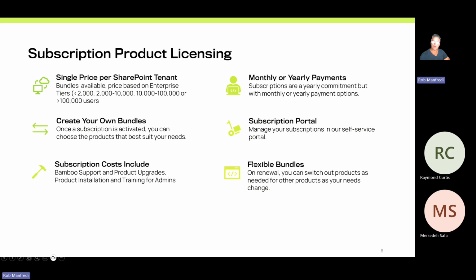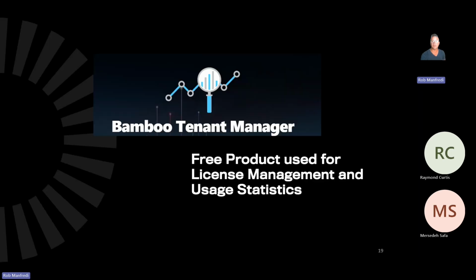Oh, what's also nice is our bundles on renewal. You can actually swap out products on your yearly renewal if you find you're not using one of the products or your business needs have changed. So that gives you a nice flexibility, unlike a perpetual license, which allows you to switch products out as you move, as things change and evolve.